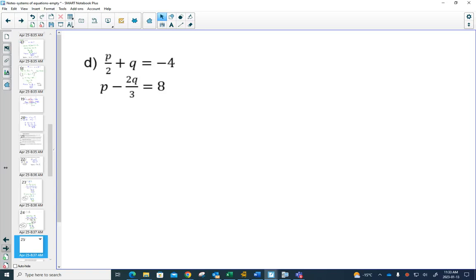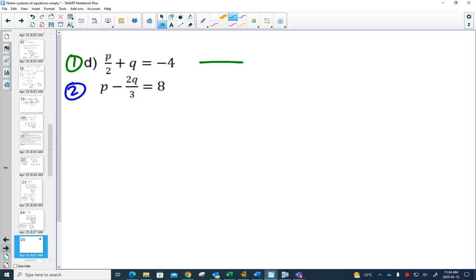Substitution could work quite easily in this one, because you could get a variable by itself. You might want to choose that, but we do have fractions. One thing you can do with any equation that has fractions is multiply to get rid of the fractions. So for example, I could say this is equation 1, this is equation 2.